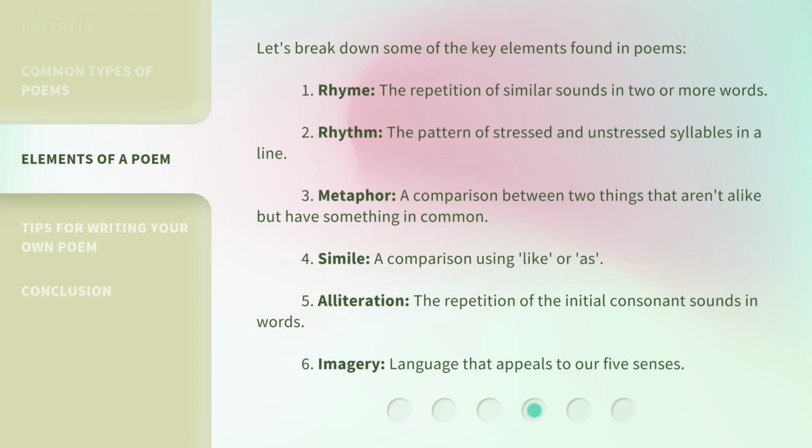Let's break down some of the key elements found in poems. 1. Rhyme. The repetition of similar sounds in 2 or more words. 2. Rhythm. The pattern of stressed and unstressed syllables in a line. 3. Metaphor. A comparison between two things that aren't alike but have something in common.